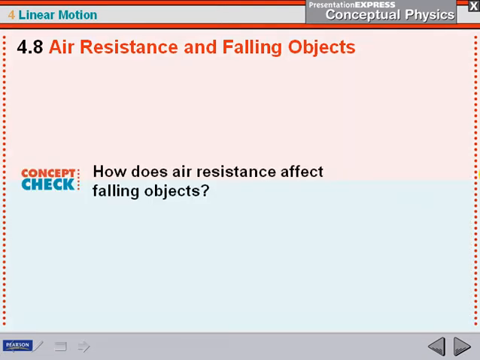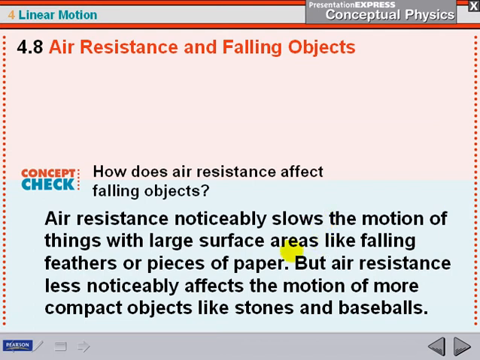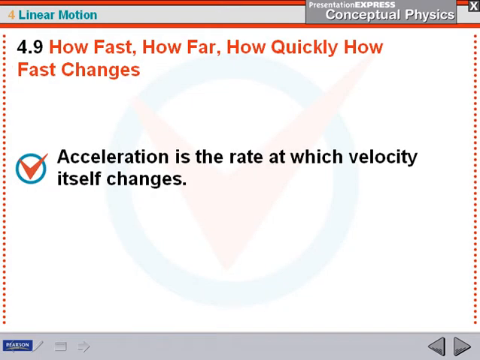So how does air resistance affect falling objects? We're going to say that it noticeably affects the motion of objects with large surface areas, like a feather, or like a piece of paper. But air resistance is less noticeable when it affects the motion of more compact objects like stones or baseballs. A great test for this is to take two pieces of paper, crumple one up, and drop them both. Which one's going to hit the ground first? The one with the larger surface area, the paper that you haven't crumpled up. So let's move on to 4.9. This is very quick.